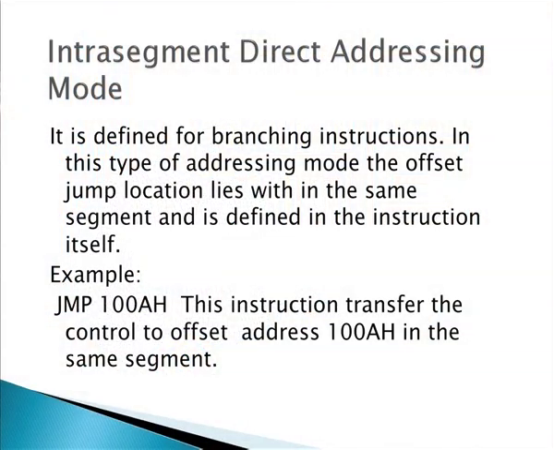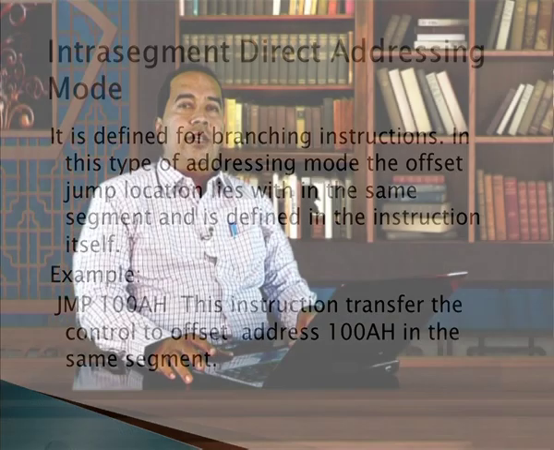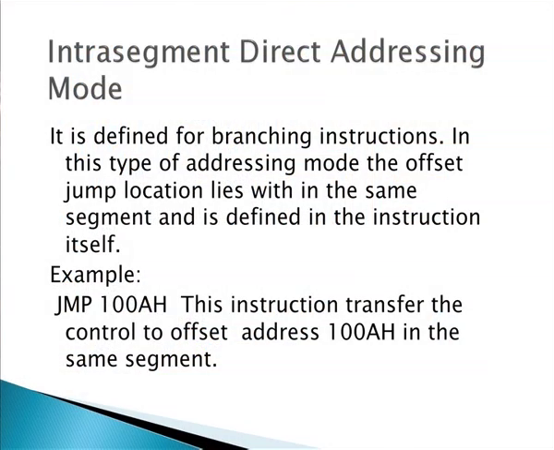Now we come to another category of addressing mode, that is intra-segment direct addressing mode. Now what do you mean by the term intra-segment? Intra-segment means within the segment, that is we are in the same segment. It is defined for only the branching instructions. In this type of addressing mode, the offset jump location lies within the same segment and is defined in the instruction itself. For example, we use the instruction say jump 100AH.